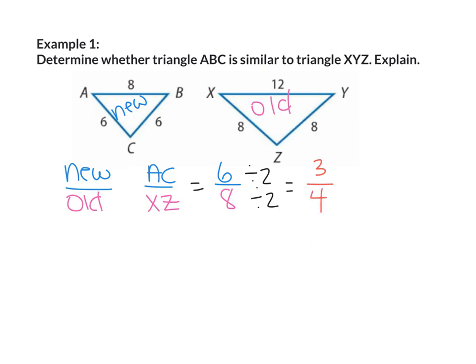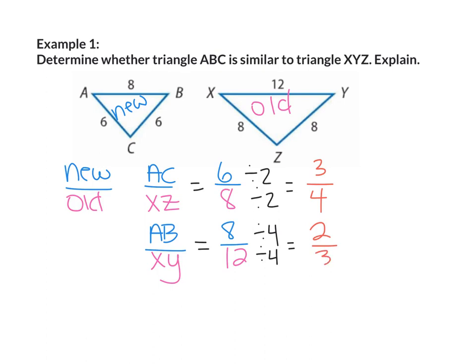Now I'm going to do it again for two different side lengths, this time AB and XY. So AB equals 8 and XY equals 12. They can both be simplified by 4. So 8 divided by 4 is 2, and 12 divided by 4 is 3. So they do not have the same scale factors. So these triangles are not similar.